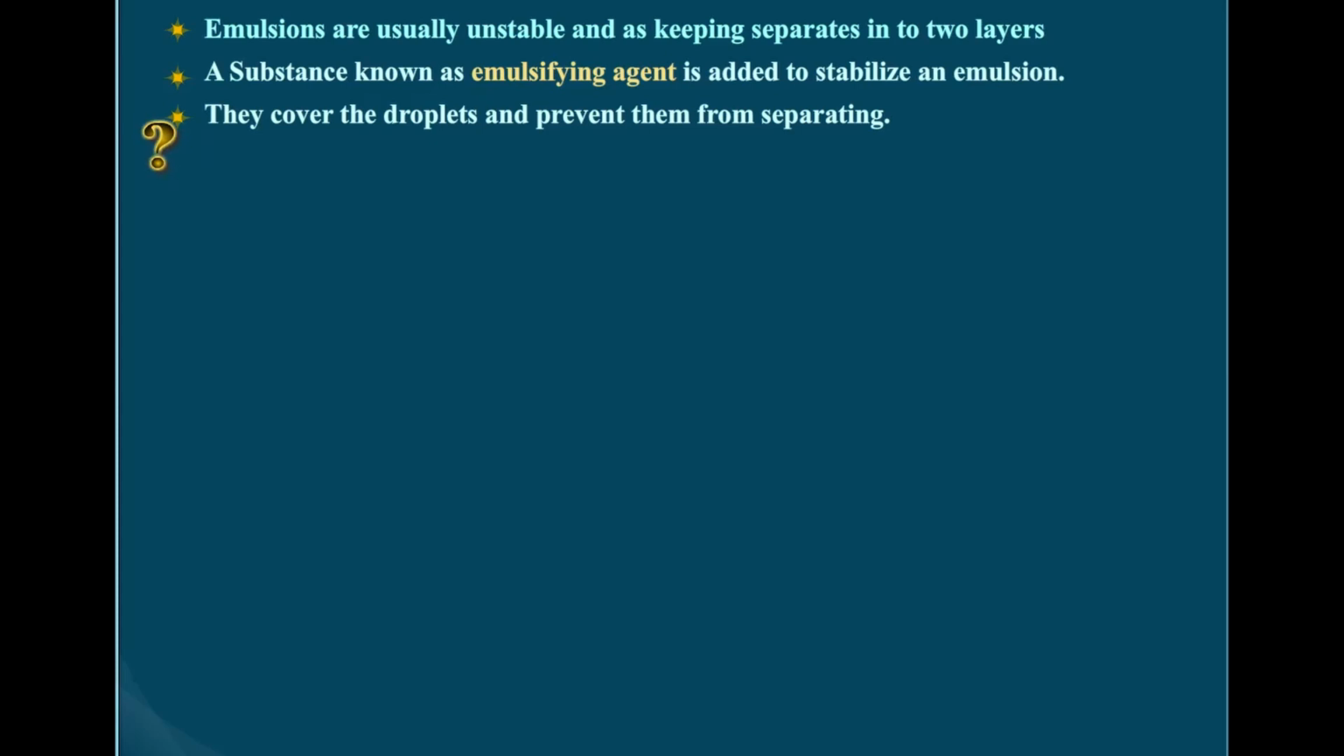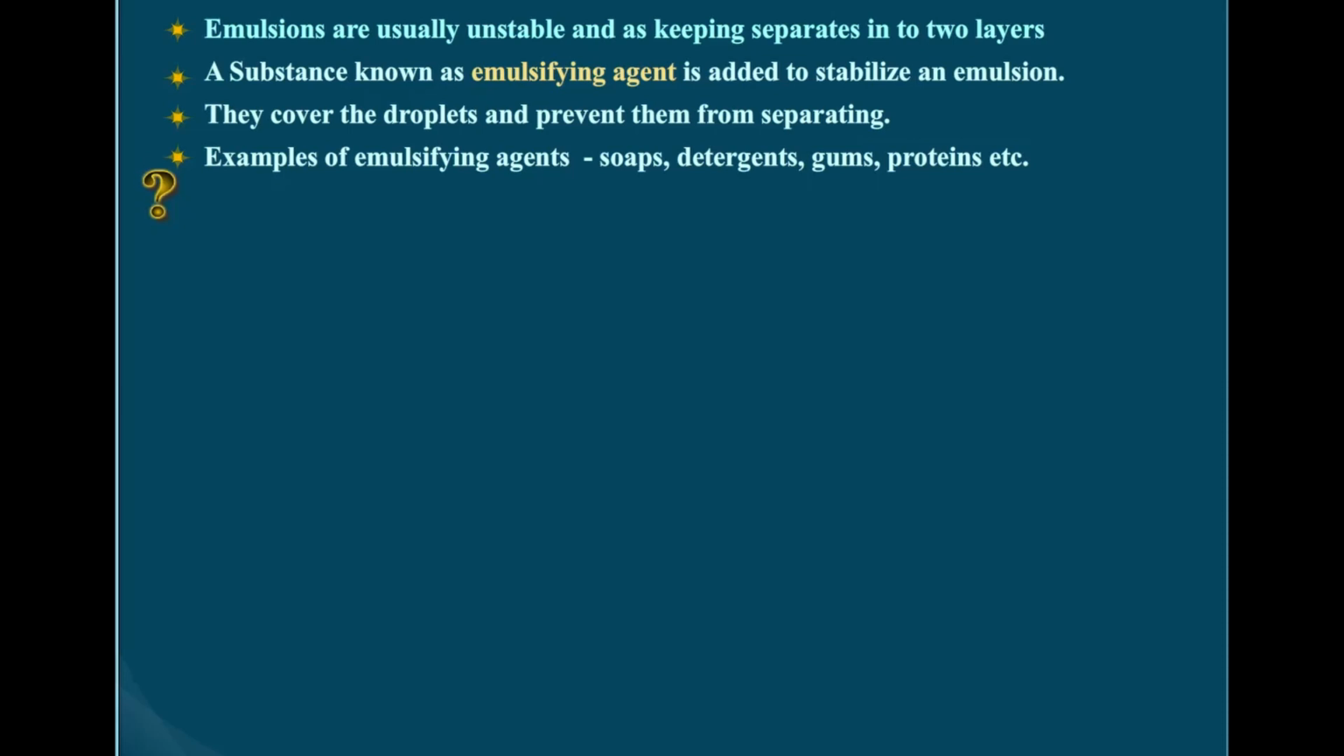They cover the droplets and prevent them from separating. Just like we have learned for lyophilic sols, which are solvated, where the solvent has a covering around the particle, in the same way here the emulsifying agent forms a cover around the droplets. Examples of emulsifying agents are soaps, detergents, gums, proteins, etc.